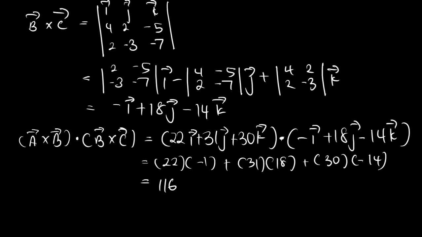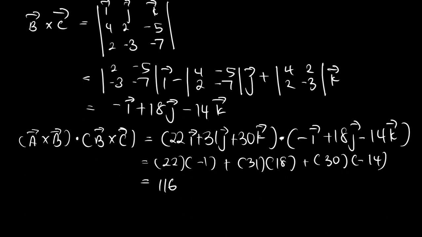And then the cross product of vector B and vector C. This one is also the same concept, the same steps, but with different values. And we'll get negative i hat plus 18j hat minus 14k hat.